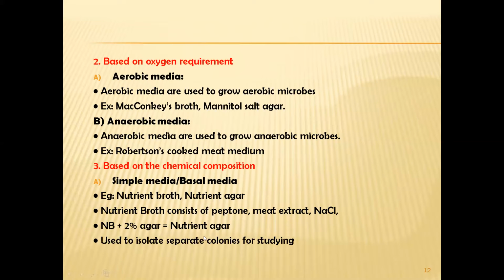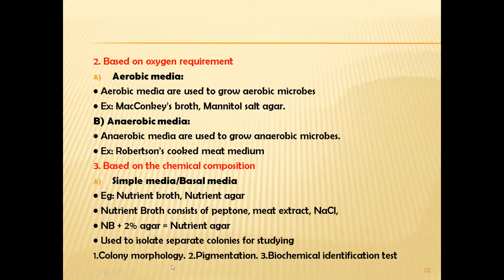It is used to isolate separate colonies for study, and it is also used to study colony morphology, pigmentation, and identification tests.